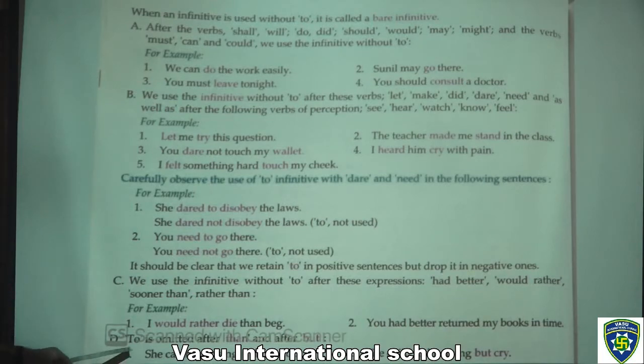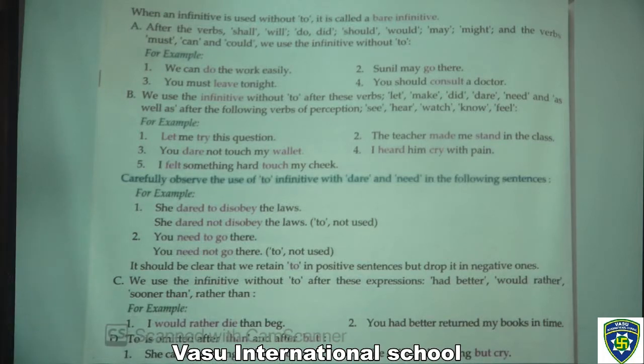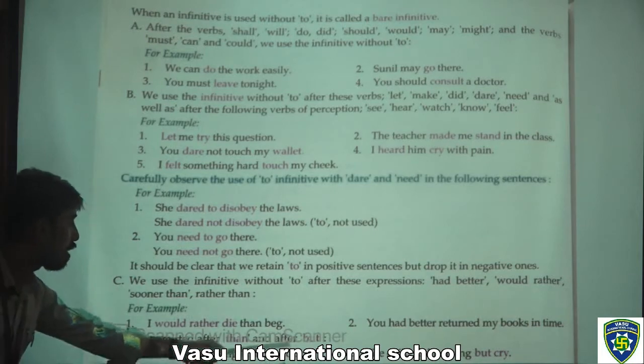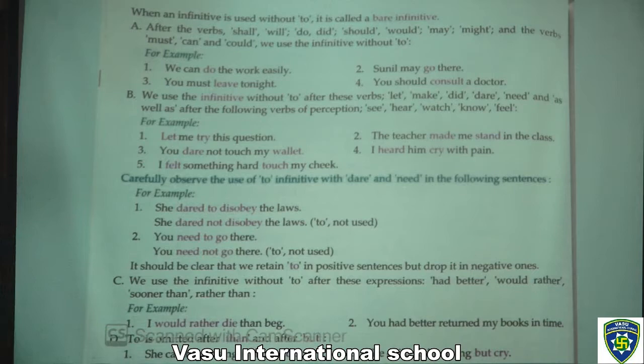Now, to is omitted after than and after but. Now, how can we use than and but in these sentences? Like we have the examples here: She can better sing than dance. Now, the child did nothing but cry. Next.